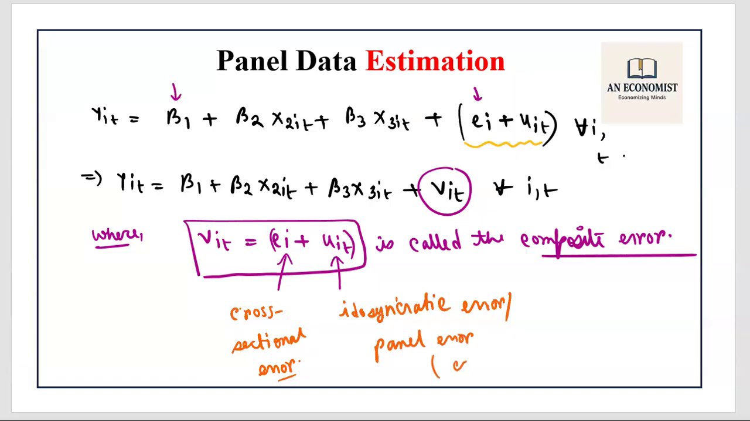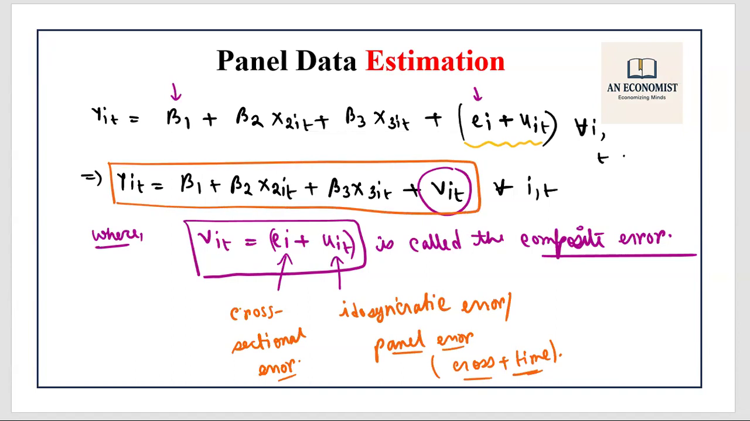which combines both the cross-sectional and the time series errors. Idiosyncratic error means it consists of both the cross-sectional error terms and the time point error terms. That is why the suffix has i and t both. So this is the usual structure of our random effect model.